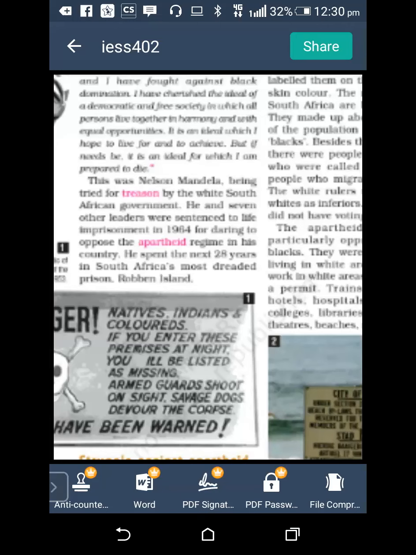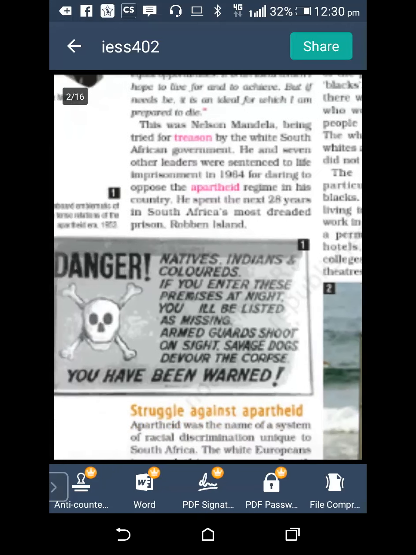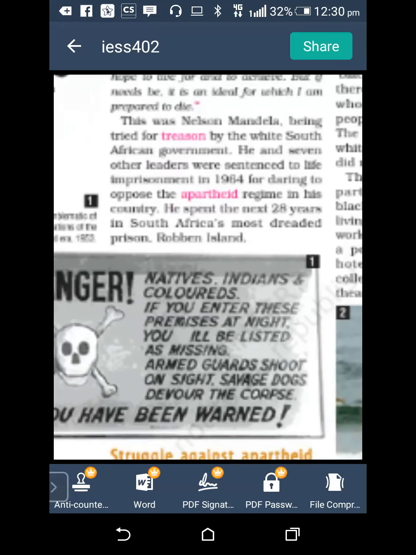Struggle, and here is one cartoon. Here's one cartoon over here. Natives, the people who are in South Africa, black people, natives, Indians, we are Indians, and colors. If you entered this premises, यदि Indians, colored people, native, black people, यदि इस जगह पे आते हैं, ये बाहर लिखा होता था कई घरों के बाहर, तो आते हैं इन नाइट, रात को, it will be listed as missing. You will be listed as missing. आपको गुमशुदा करार दे दिया जाएगा.